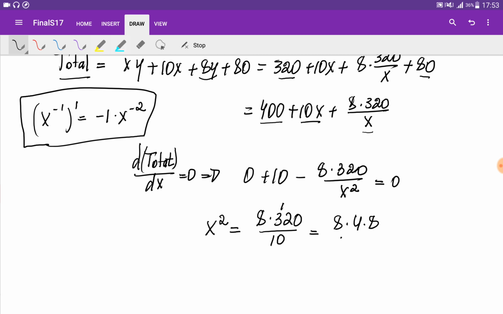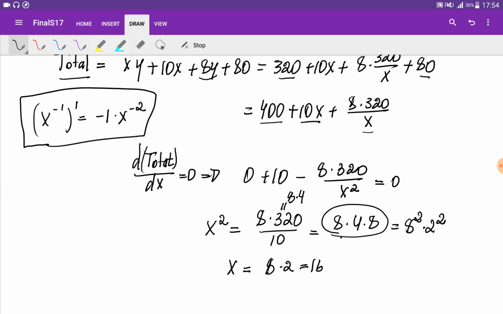Or 8 multiplied by 4 multiplied by 8, because I wrote the 32 as 8 multiplied by 4. So this is going to be 4, 8. So that is why x is going to be equal to 8 multiplied by 2. The square root of this term is going to be equal to 8 multiplied by 2, because it's like 8 squared multiplied by 2 squared, so which is 16.